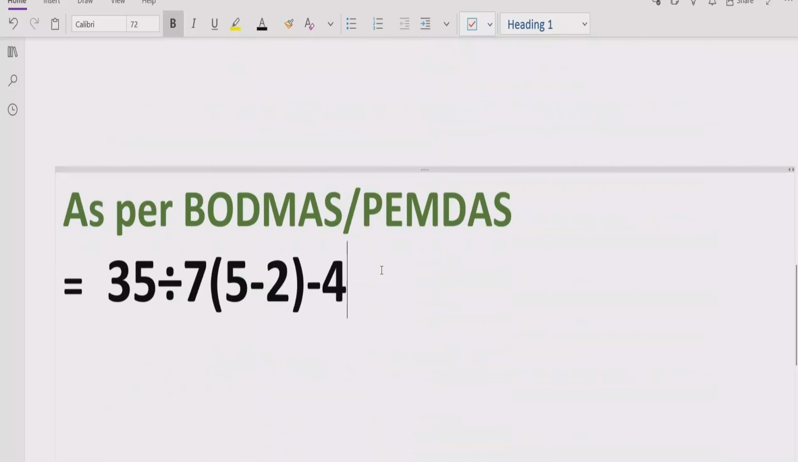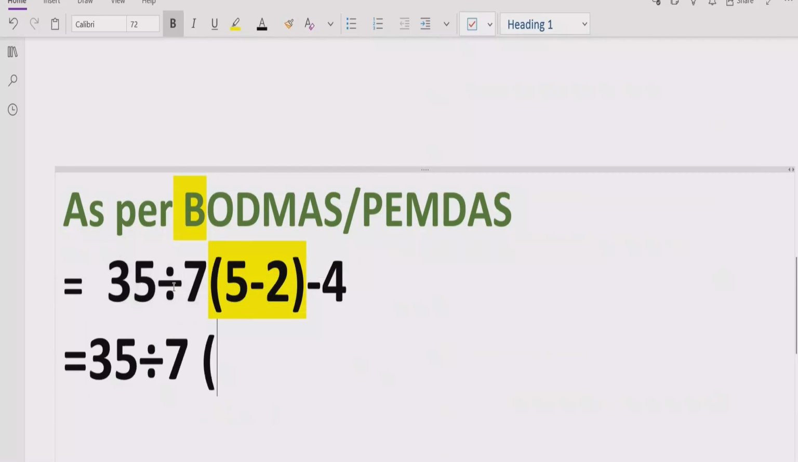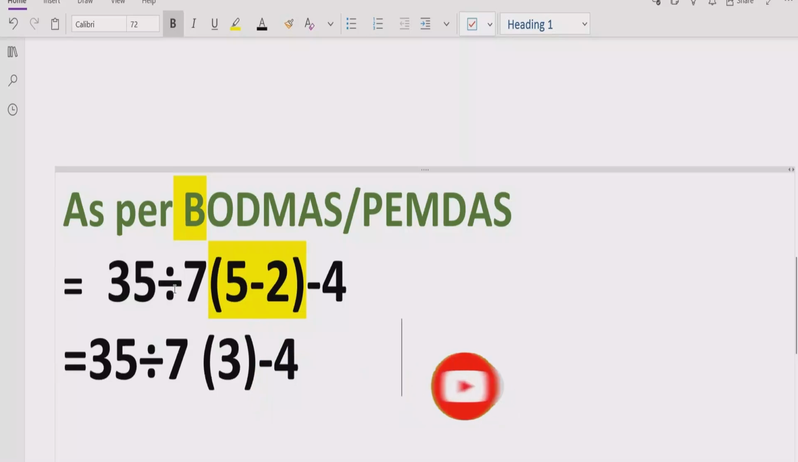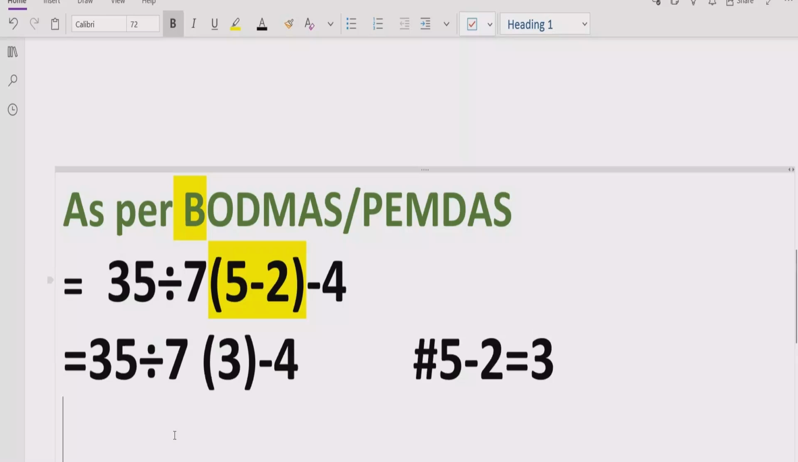As you can see on the screen, we have 35 divided by 7 times bracket 5 minus 2, minus 4. According to BODMAS, first you have to solve the bracket. So first we will solve this part, and the other things we will write as they are. Here this part, 5 minus 2 equals 3, and minus 4 we will write as it is. Here we give the reference: 5 minus 2 equals 3. And now we will move forward.